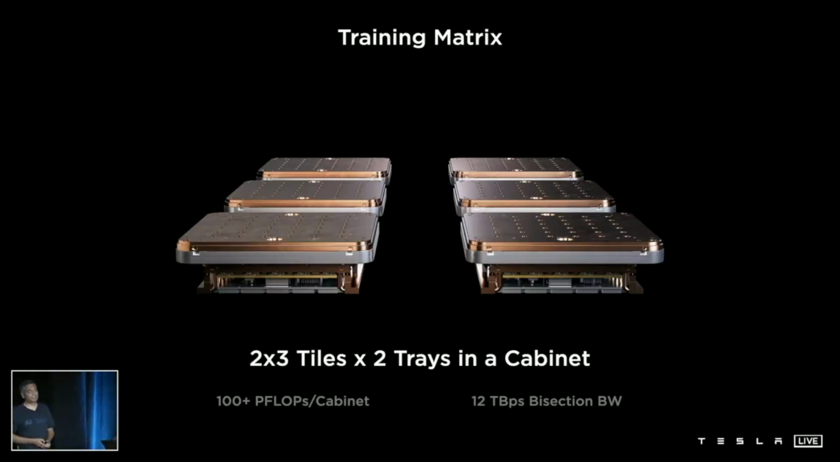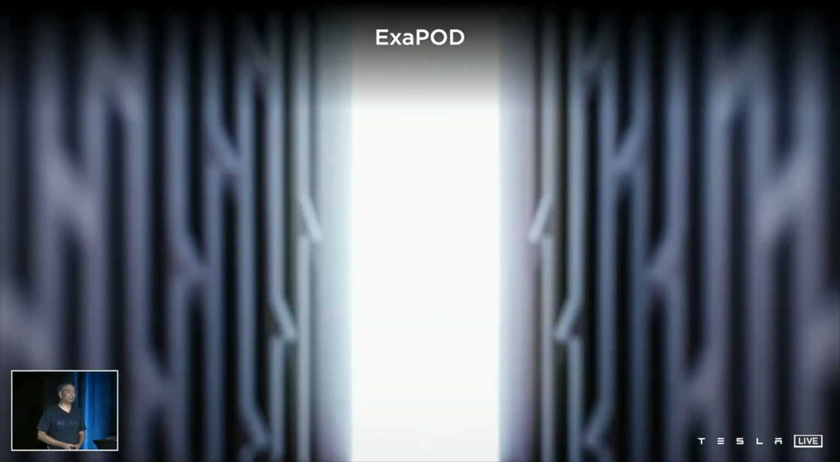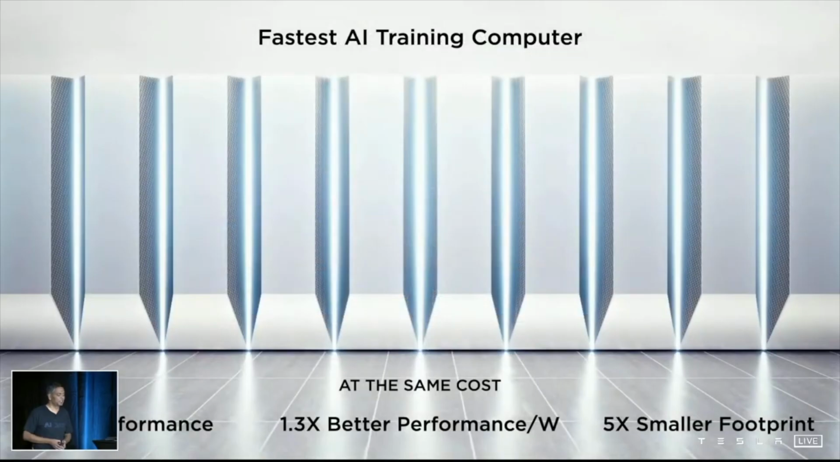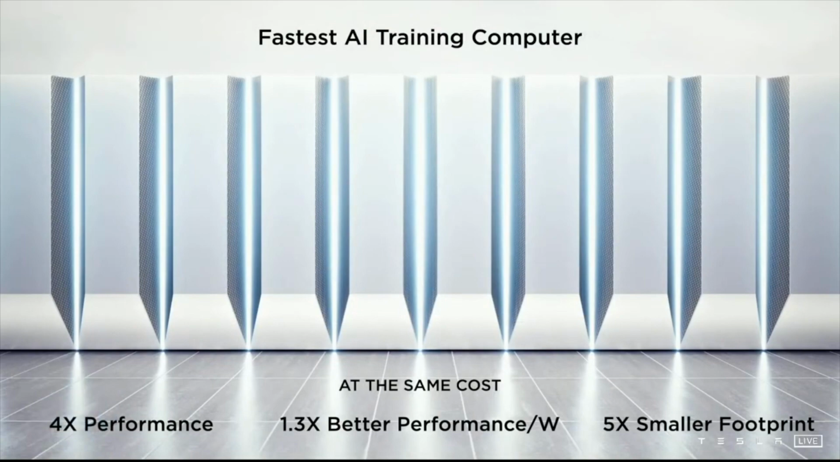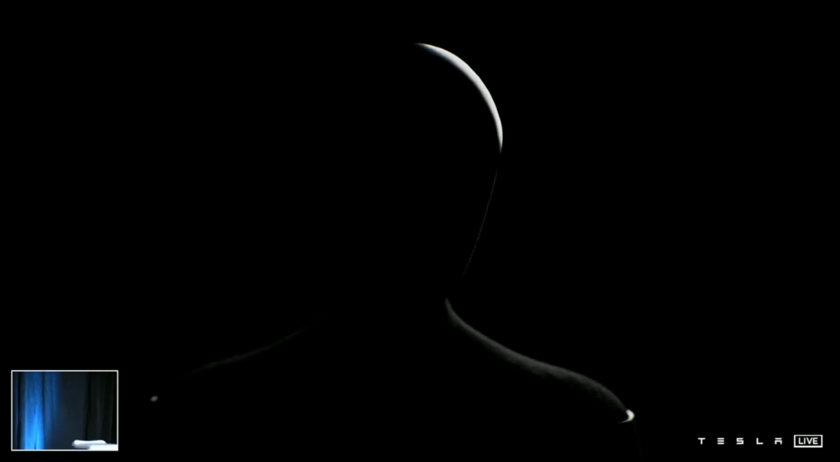Did we stop here? No. We have an exapod. It'll be the fastest AI training computer, 4x the performance at the same cost, 1.3x better performance per watt, that is energy saving, and 5x smaller footprint.